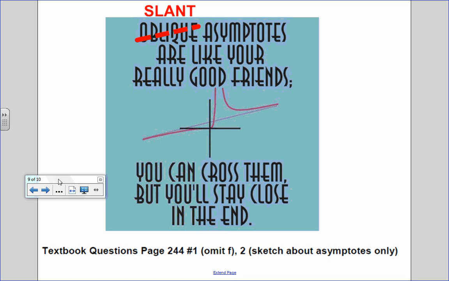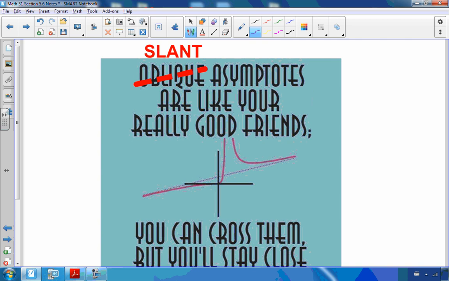So textbook questions there for you. Omit part F and just sketch the asymptotes, and that's all you have to do. We're not going to do curve sketching yet. Just talk about the behavior and sketch the behavior of the slant asymptotes. Okay, that's the end of 5.6. Hope that helped.